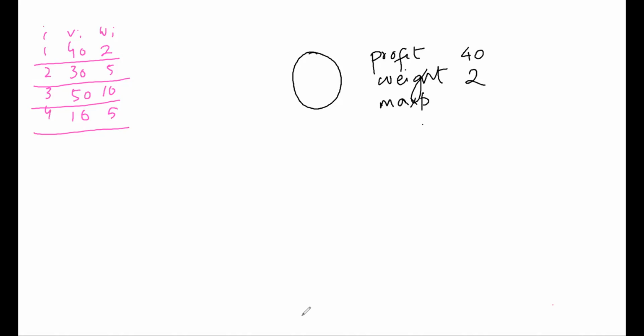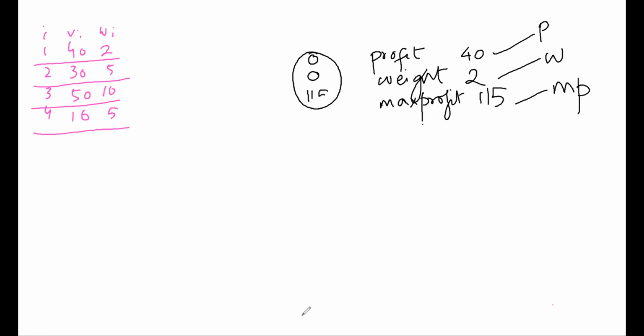And we have this max profit that we just calculated. So I'll put three values in every node. One is the profit, the other is the weight, and the other is the max profit, in the same order. So when you have not picked up any item, your profit is zero, your weight is zero, and your max profit is 115. What is this max profit? It is the maximum profit you can have using fractional knapsack, considering your current state in the problem.